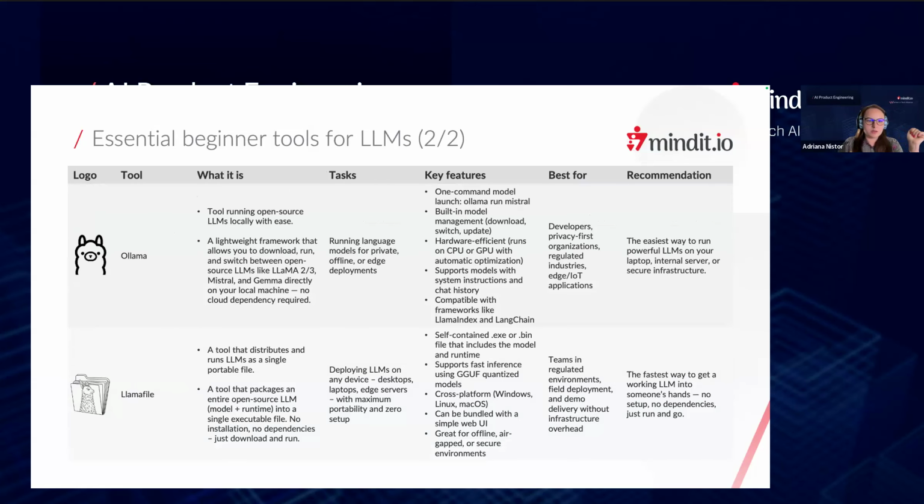I'm also going to talk a bit about Ollama and Llamafile. Usually they are presented together, even if they are doing somewhat different tasks. So Ollama is running language models in your private environment. Basically, Ollama is the easiest way to run powerful LLMs on your laptop or on your internal server or in general on your internal setup. What does Llamafile do? Well, Llamafile supports you to deploy LLMs on any type of device. Why is this important? Because Llamafile is basically the fastest way to get an LLM working on someone else's machine. So you don't need any particular dependency. It's just run and play. And this is super exciting.